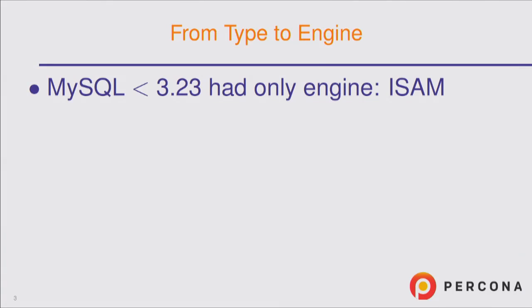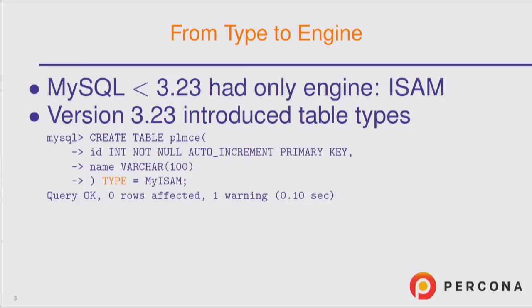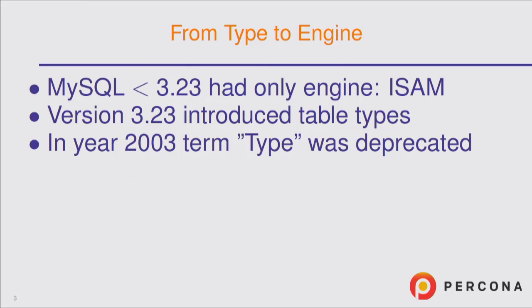And in today's talk, I want to start from history. MySQL's first very popular version, it was not the first MySQL version, was 3.23. Before that, MySQL had only one engine, called ISAM. 3.23 introduced table types and the famous MyISAM table engine. Then it also had the Berkeley engine and other engines at that time. And in 2003, the term table type was deprecated, and everyone started to call them MySQL engines.